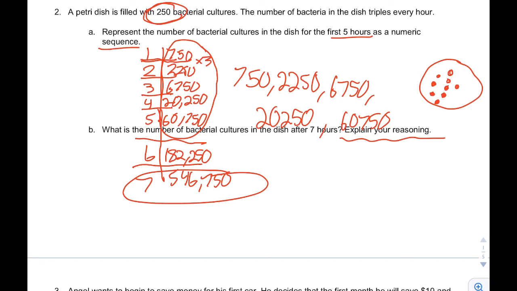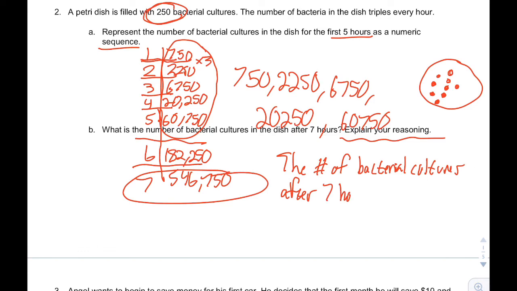We have 546,750. So it didn't just ask what is the number, right? It also said to explain your reasoning. So we can say this, that the number of bacterial cultures after 7 hours is 546,750.